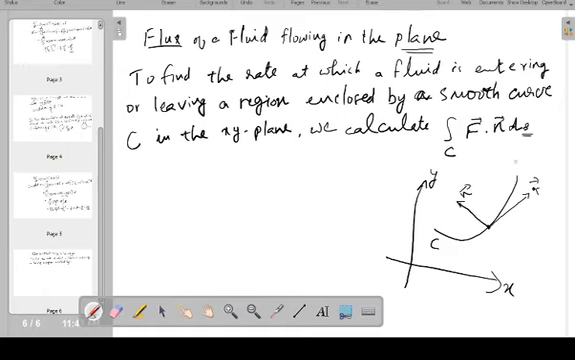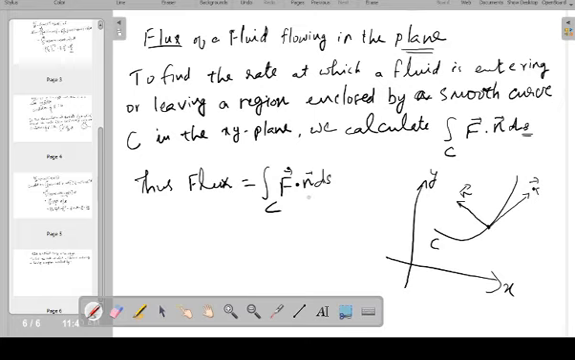So the normal component of the force will give you what is called flux, which is the rate at which that fluid is entering or leaving the region enclosed by this smooth curve. So flux is equal to the integral over C of vector f dot n ds. Now how to find n? That is the question.